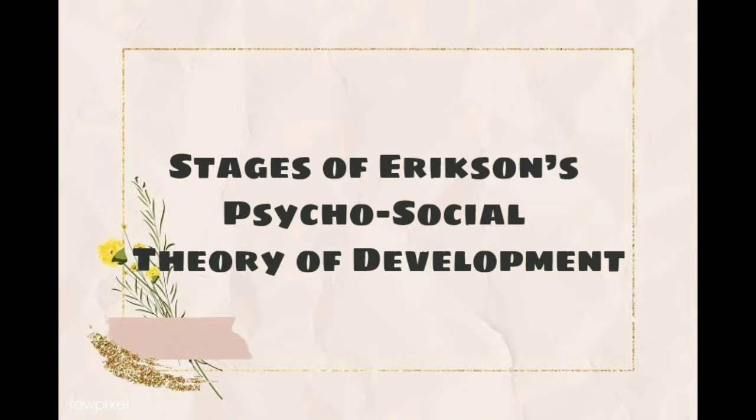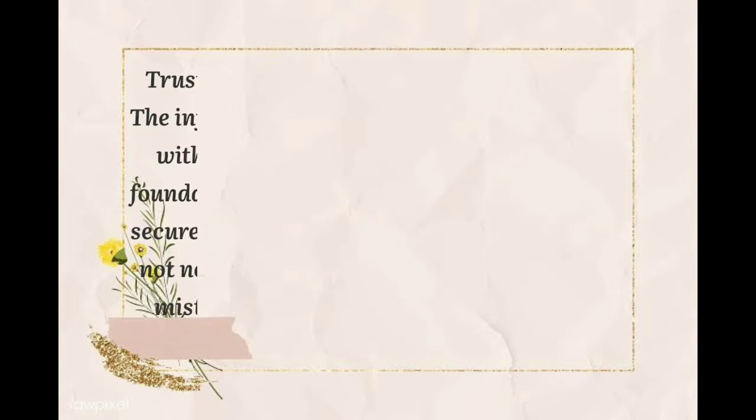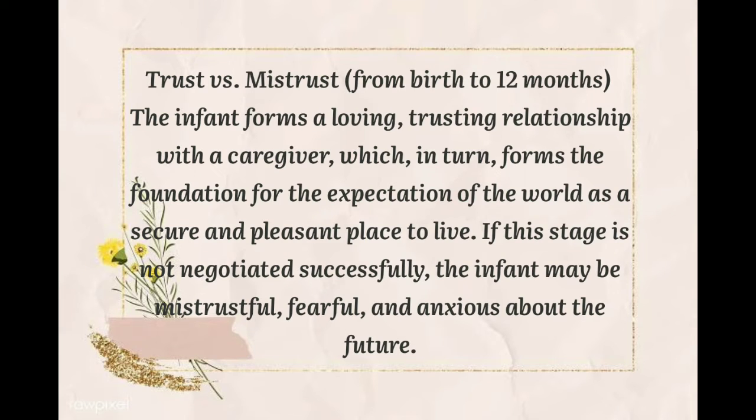Stages of Erikson's psychosocial theory of development. Trust versus mistrust. The infant forms a loving, trusting relationship with the caregiver, which in turn forms the foundation for the expectation of the world as a secure, pleasant place to live. If this stage is not negotiated successfully, the infant may be mistrustful, fearful, and anxious about the future.